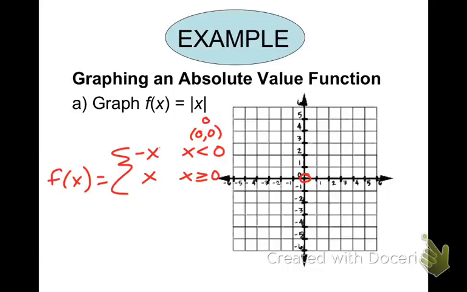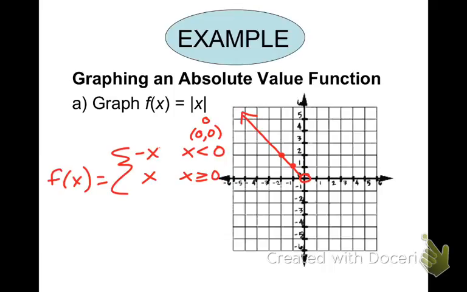What's the slope of this expression? -1. Am I going to go down and to the right, or am I going to go up and to the left? Up to the left. Why am I going to go up and to the left? Because that's going in my negative x direction. Good. And then connect. Okay, so there's that piece of the function.